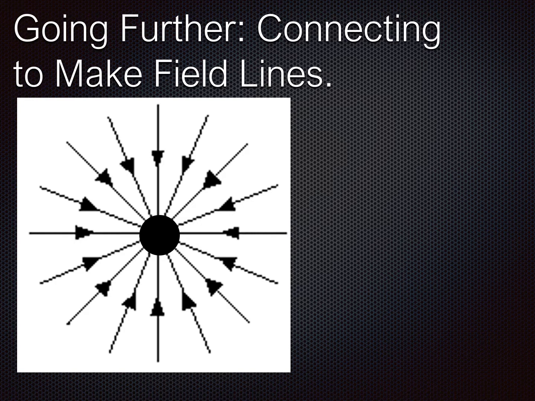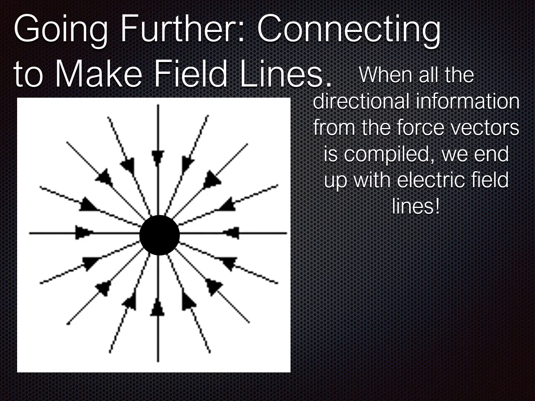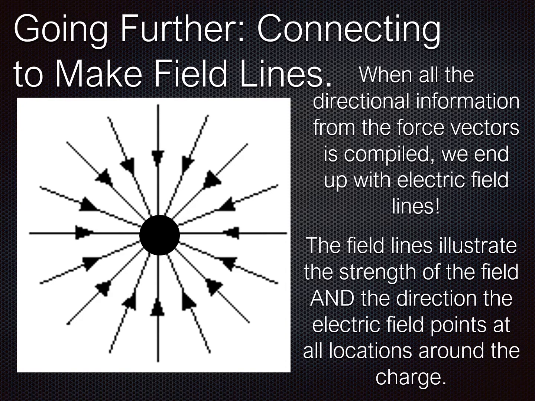If we go further, we can connect all of the dots of all those little points, and we make field lines. So we get this nice, consistent view of all the electric field lines all connected to each other. All of the directional information is compiled to give us these really cool looking field lines. So we get two kinds of information out of this. You get both the direction and the strength of the electric field at all locations around the charge. We're going to first look at the direction, and then we'll look at the strength after that.